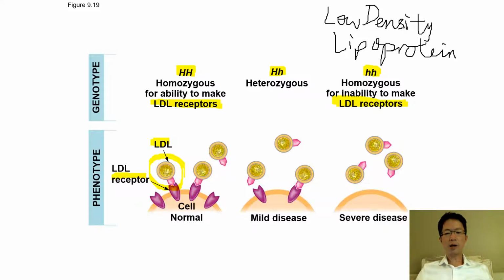That explains why in the homozygous recessive, when there's absolutely no LDL receptor expressed, the patient will have very, very high bad cholesterol in the blood, because none of it will be absorbed inside the cell. This is an example of incomplete dominance, because in the case of the heterozygous, the phenotype, meaning the expression of the LDL receptor, is reduced by half.